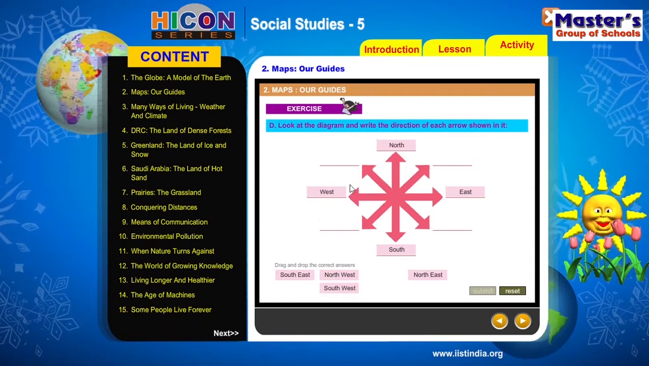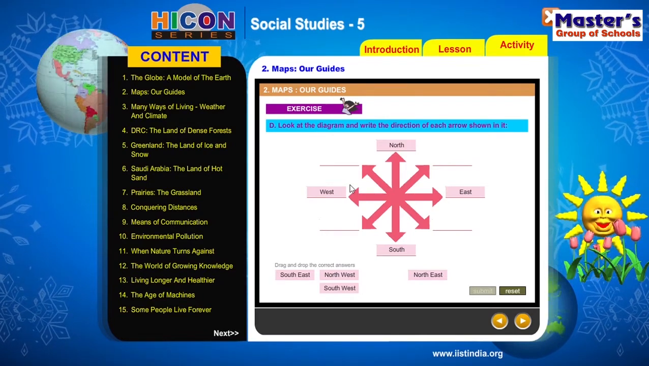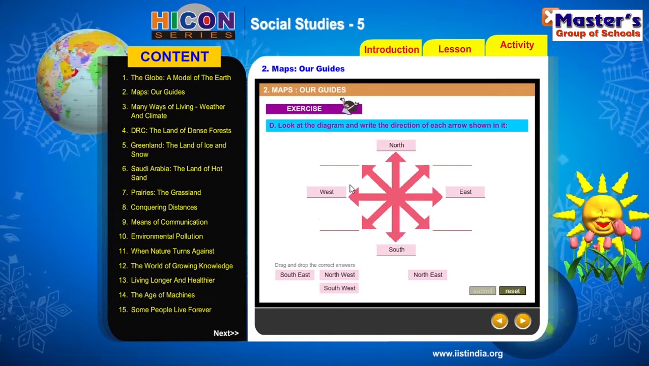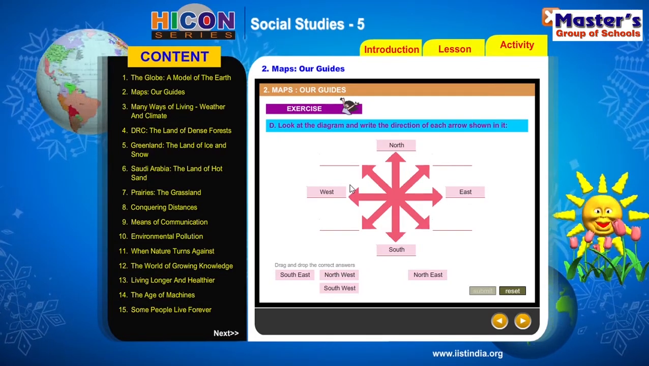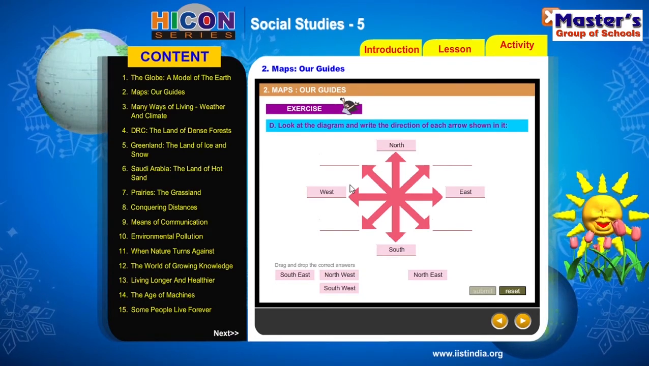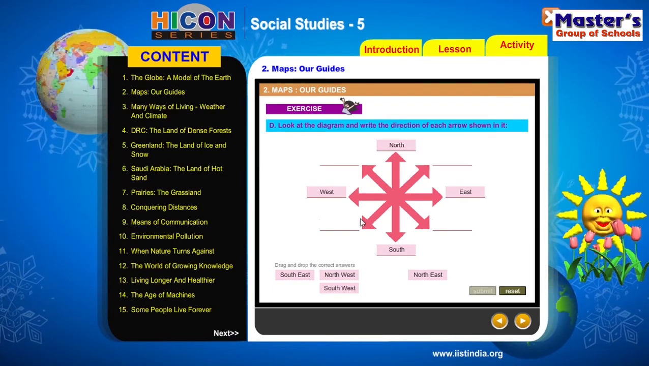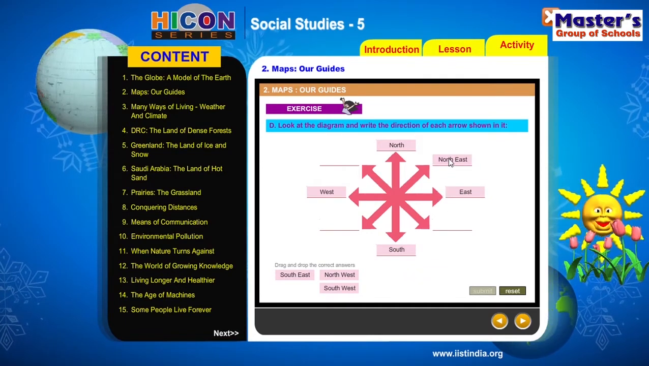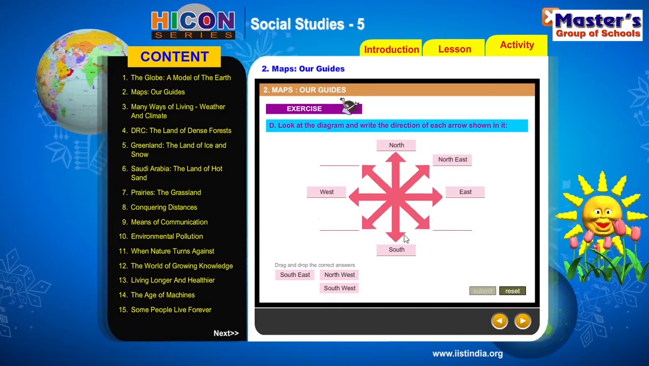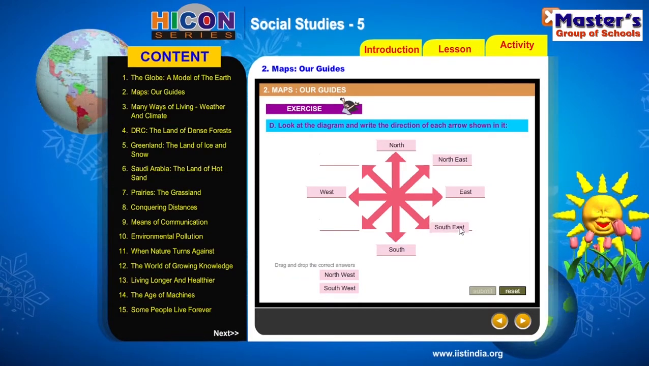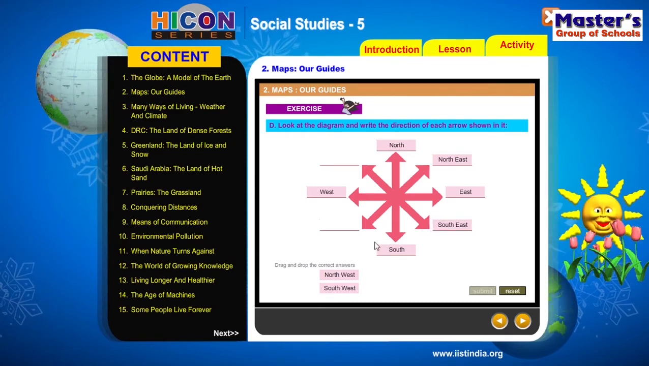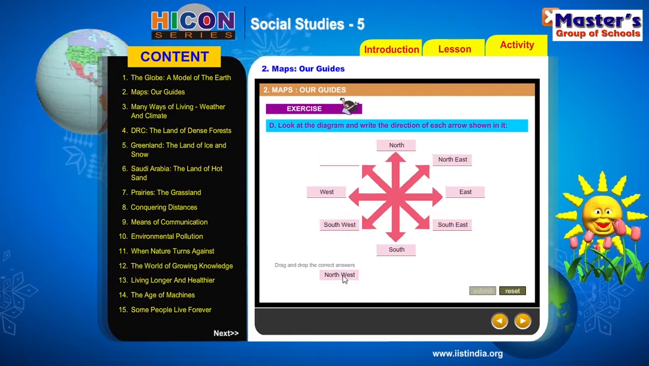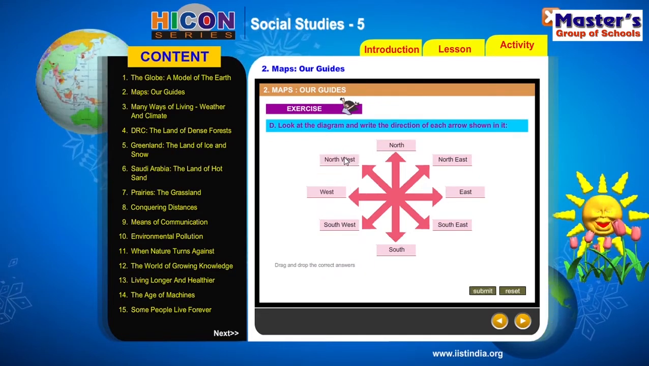So the cardinal directions north, south, east and west we have already marked. And now we need to mark the intermediate directions. Okay. Now, the direction that lies in between north and east is the northeastern direction. The direction that lies in between south and east is the southeastern direction. The direction that is in between south and west is the southwestern direction. And the north and west is the northwestern direction.